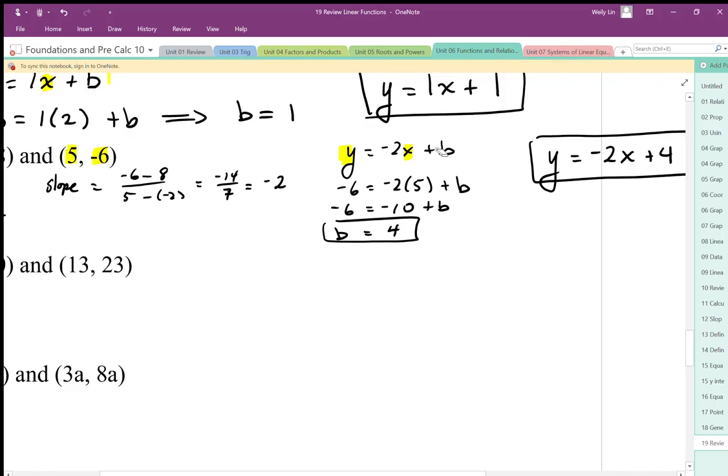Okay, so the procedure we're going to use is we find our slope. Using our slope, we're going to plug that into our y equals mx plus b. Leaving b as an unknown, we can plug x and y into our equation and solve for b.